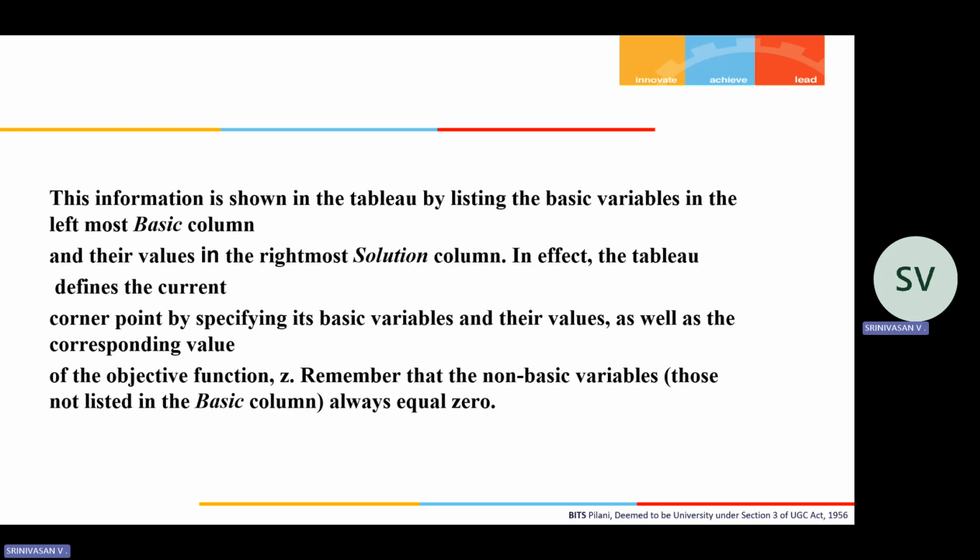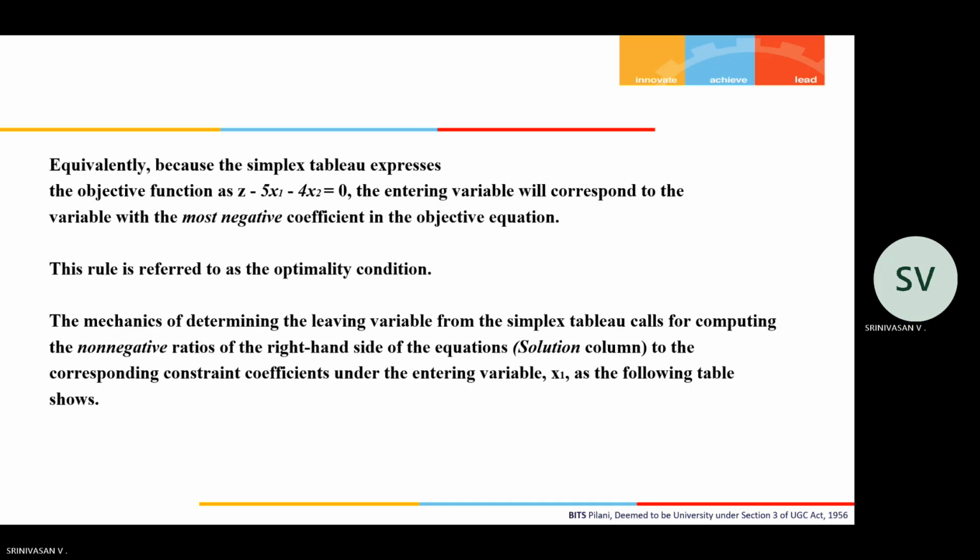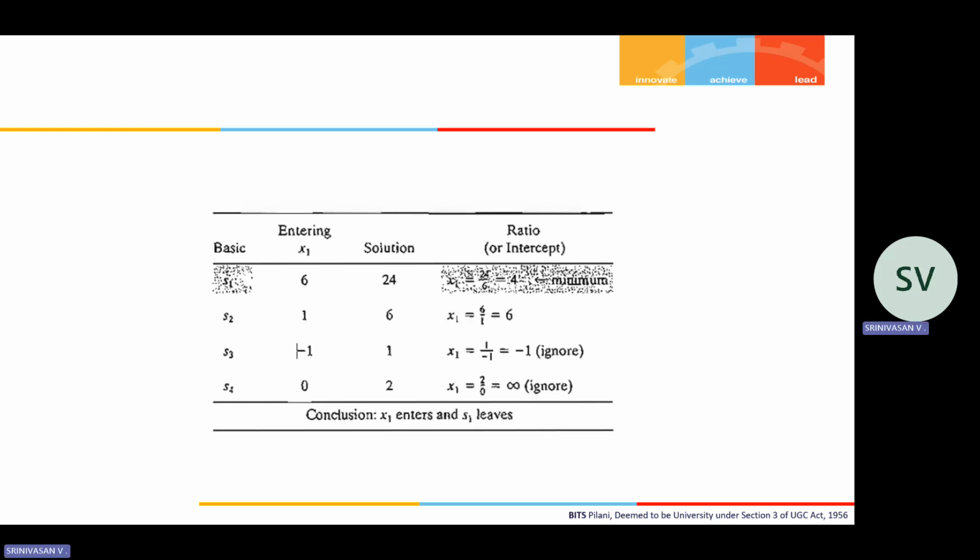Remember that the non-basic variables, those not listed in the basic column, always equal 0. That is, they are on the top. They are actually the decision variables. Non-basic variables are the decision variables, x1, x2, etc. Like that, the same thing is there. The conditions are known, given here. The same thing we have done.